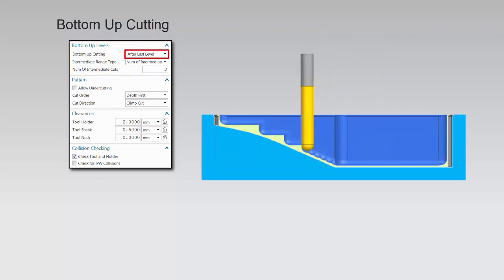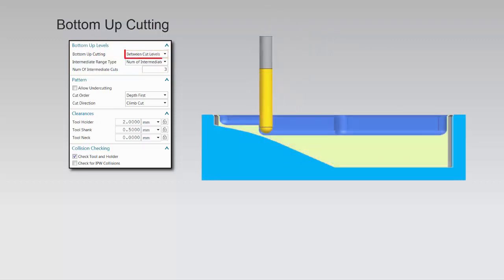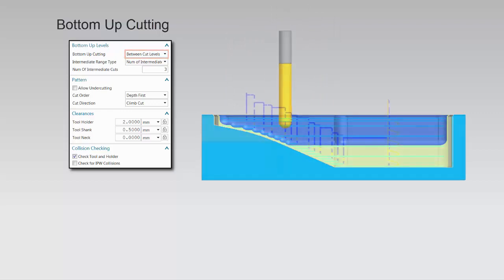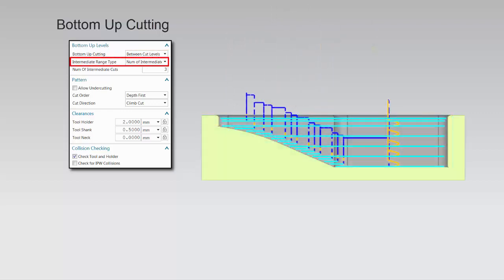After last level leaves the bottom-up cutting to the end. Between cut levels cuts intermediate levels from the bottom up after cutting each main level. The intermediate range type lets you specify the number of intermediate levels in terms of number of cuts or cut depth.